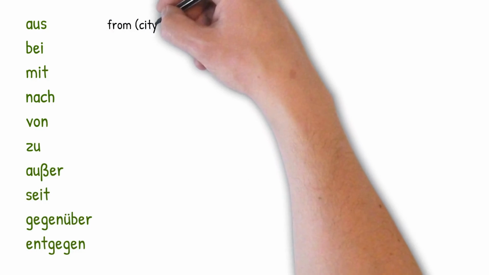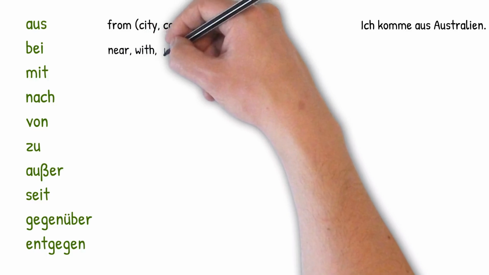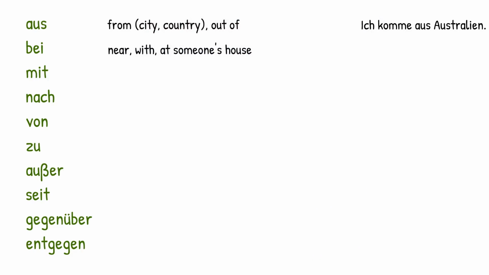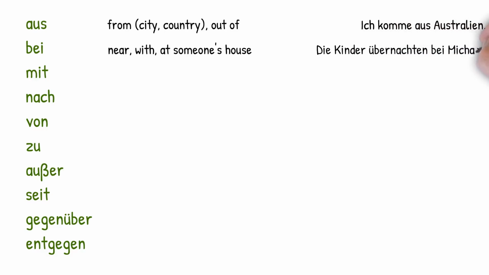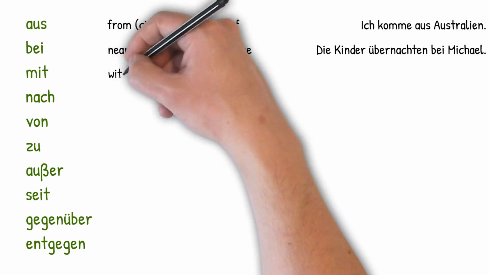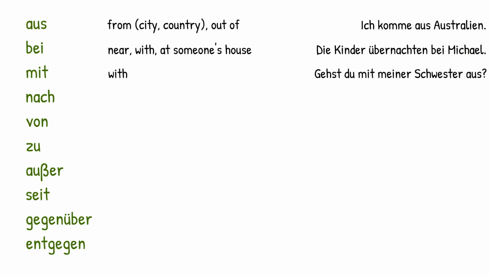Aus means from a city or country, or out of. For example, ich komme aus Australien. I come from Australia. Bei means near or with or at someone's house. It's a very useful preposition for expressing proximity. For example, die Kinder übernachten bei Michael. The children are staying over at Michael's place. Mit is just the normal word for with. For example, gehst du mit meiner Schwester aus? Are you going out with my sister?